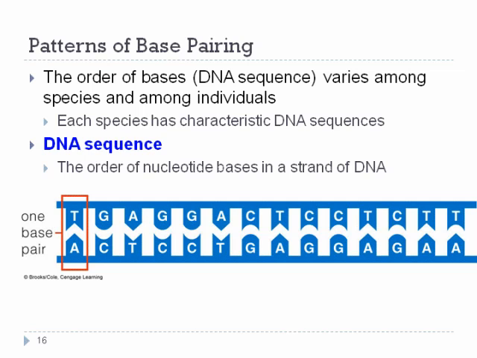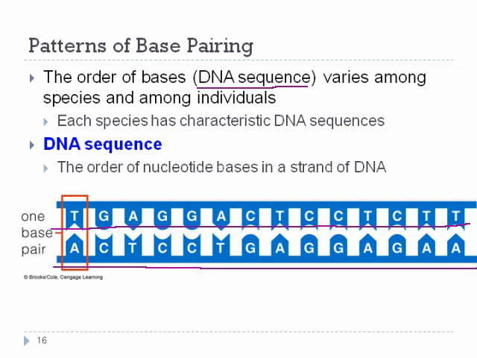Now I want to go back to this base pairing idea. The order of bases in the DNA, or the DNA sequence, varies. That's what's different for each gene that makes a protein. It varies among individuals, it varies among species. Each species has some characteristic sequences in it. But if you know the sequence of one strand, you can figure out the sequence of the other strand because of the base pairing rules, or the Chargaff rules.